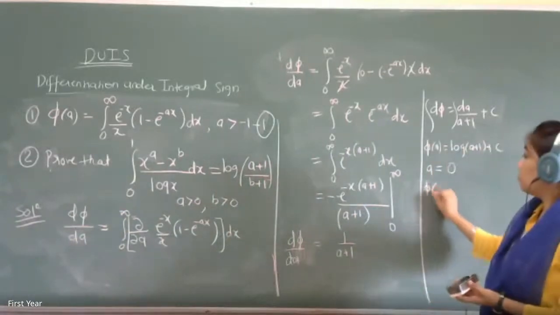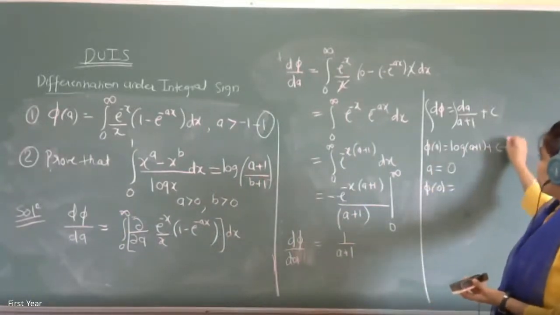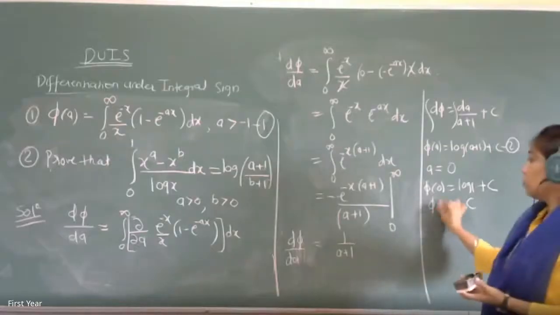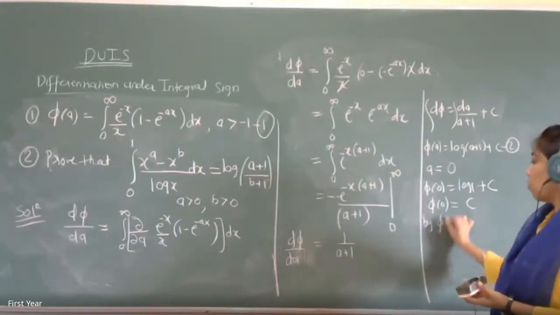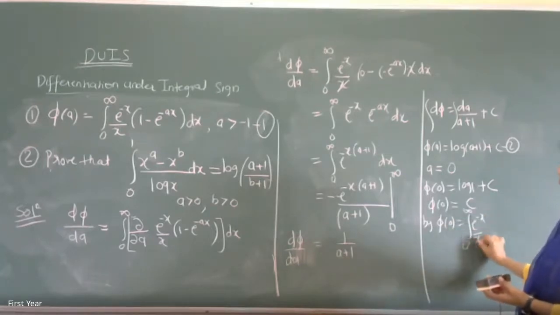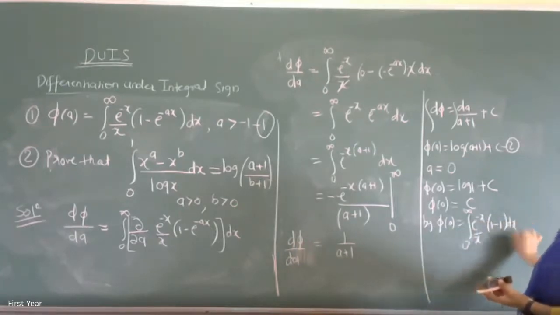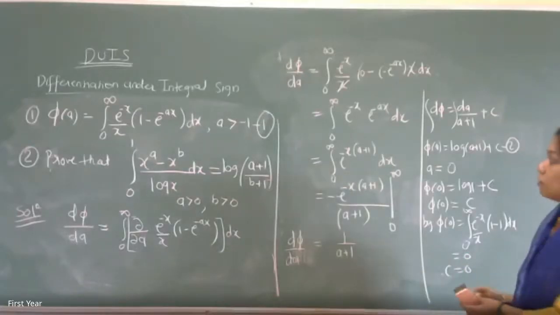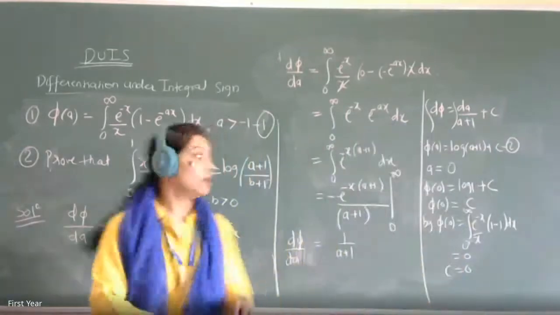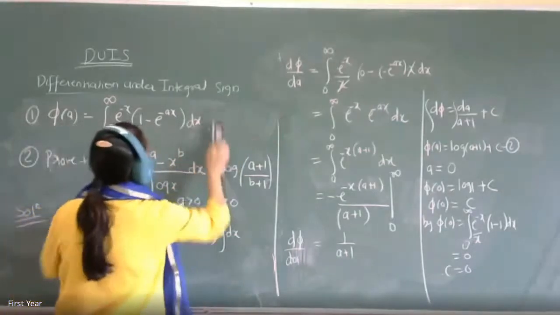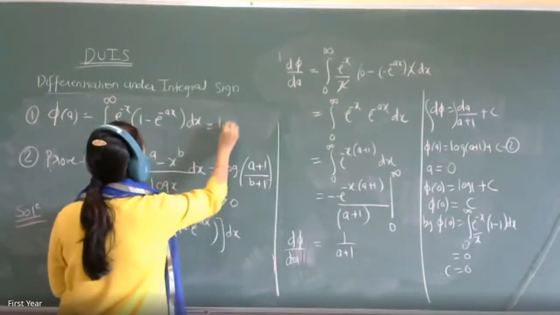Therefore, phi of 0 is equal to log of 1 plus c, but log of 1 is 0. So this is c, which is phi of 0. By definition, phi of 0 is the integration from 0 to infinity of e raised to minus x upon x into 1 minus 1 dx, which is equal to 0. Therefore, c is 0, and hence the answer to the given question, phi of a, becomes just log of a plus 1.